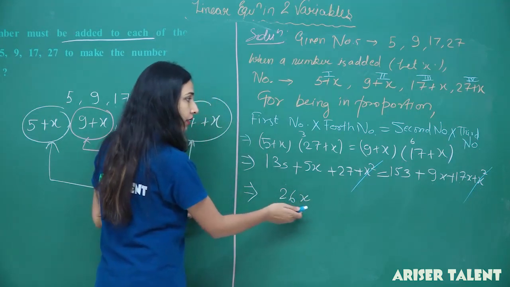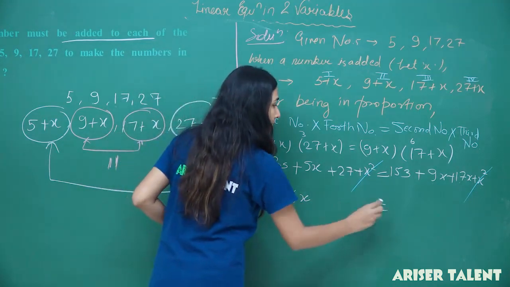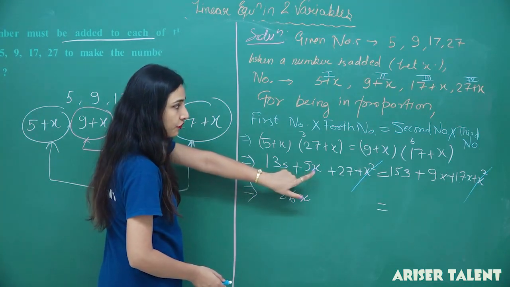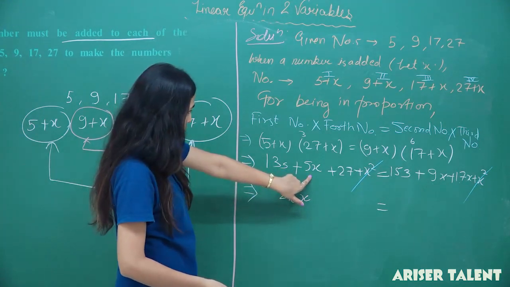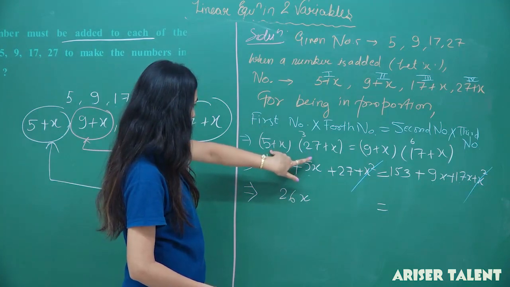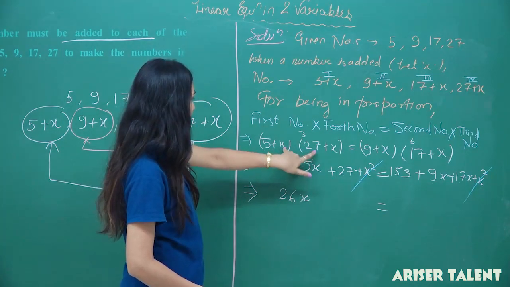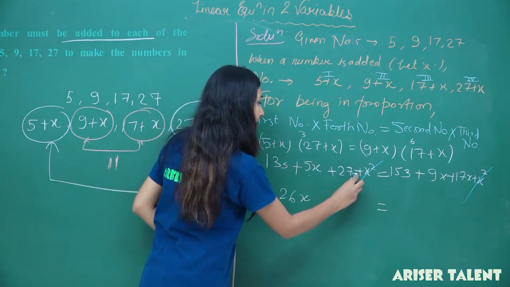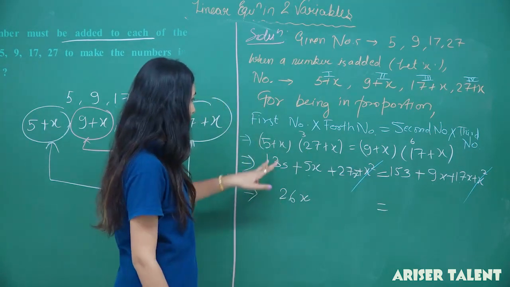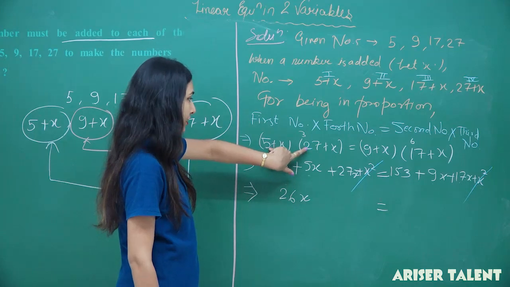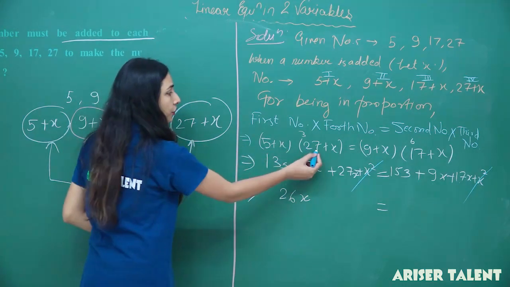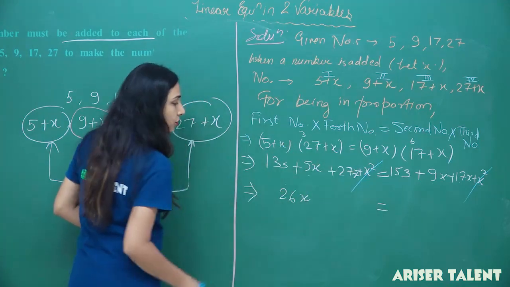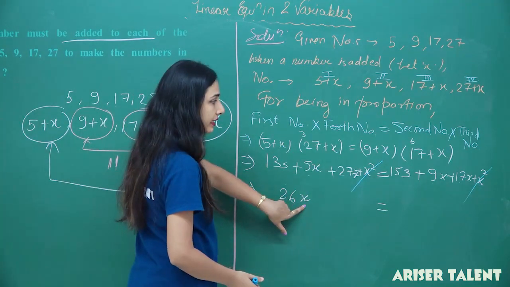26x. Right. And this 5x right there. So here should be a more x. No. 27x. That should also be 27x. There will be only one number. Right. This is 27x: 27 multiplied by x, and then x multiplied by x is x square. So that is 26x.